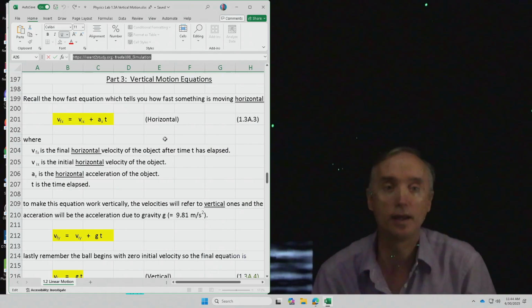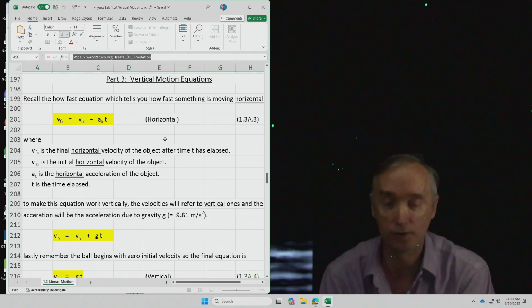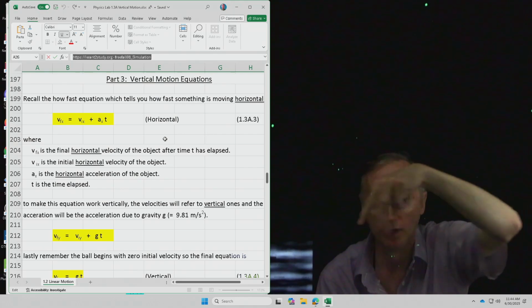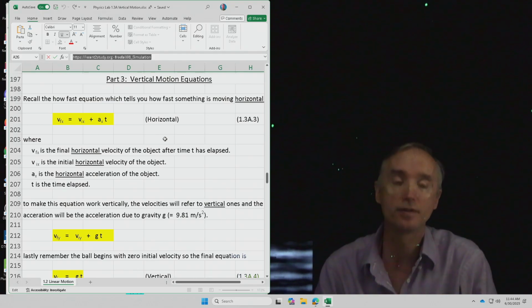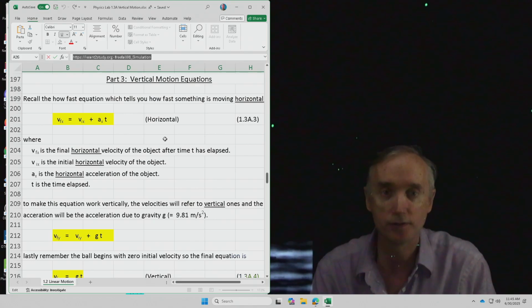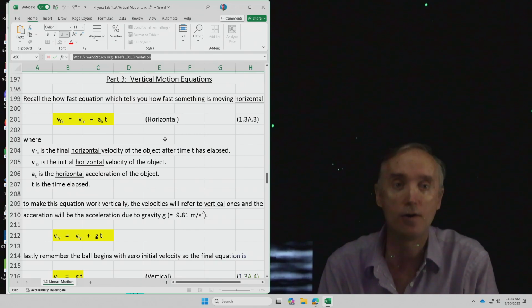Okay, I'm back, and now we want to do vertical motion equations. In our previous lab, we did the moving man who was walking sideways across the screen, and that was horizontal motion. We found out that there were three equations that could describe horizontal motion. The first one was the how fast equation.